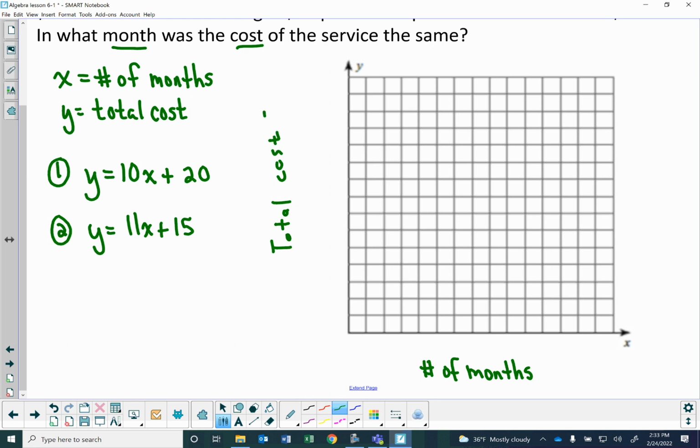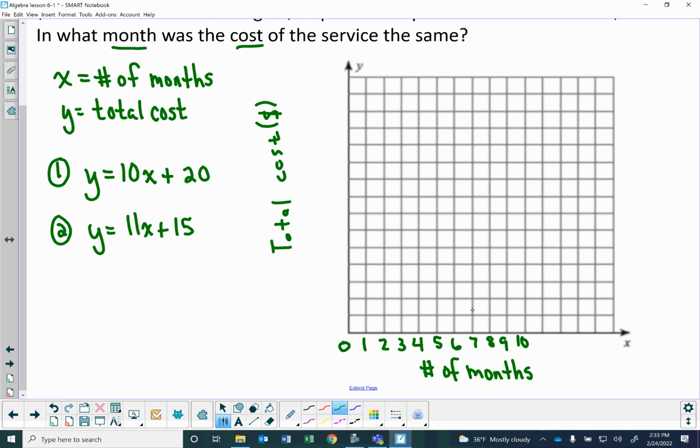And my total cost should be in dollars. Okay, my months I'm going to count by ones. 0, 1, 2, 3, 4, 5, 6, 7, 8, 9, 10 is probably good.